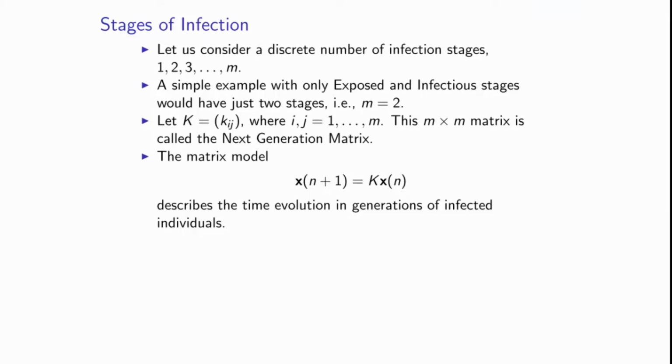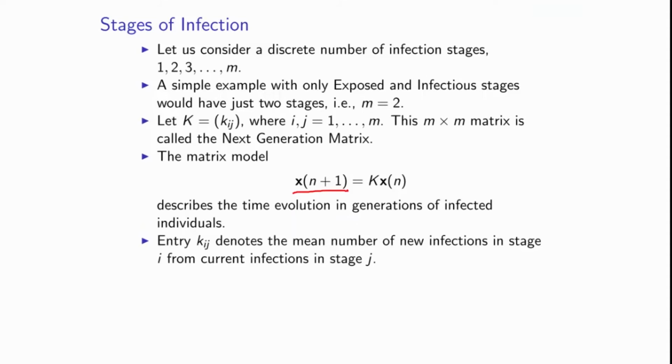We are interested in using this matrix for a model that has this form. Here the time steps are denoted by n. n denotes the time unit, and this model describes the time evolution of infected individuals. So this is telling us that we can approximate the time evolution of the infected population of all stages of infection.